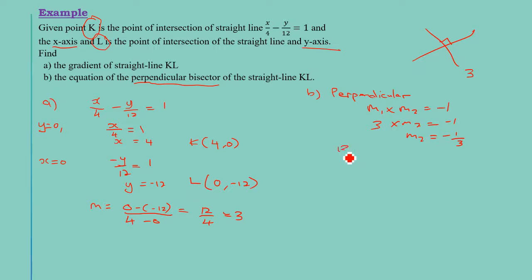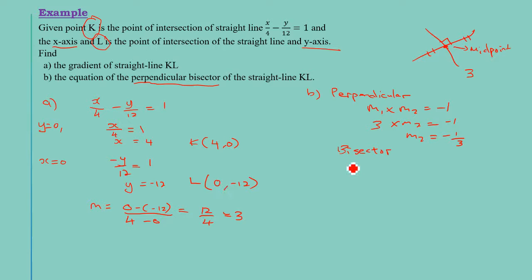What is meant by bisector? Bisector means if you have a straight line, assume your straight line here, it divides the line into equal parts. So the point that is going to divide is called your midpoint. Bisector divides into two of the same length. So it's a midpoint.